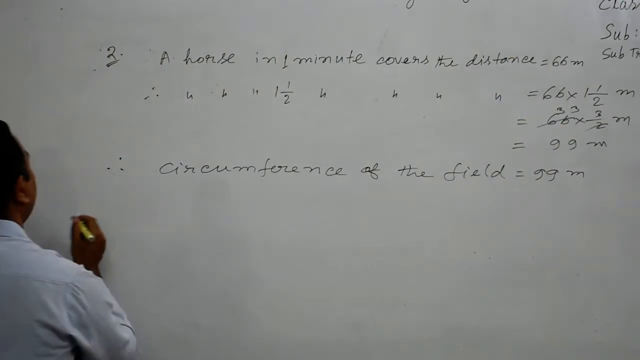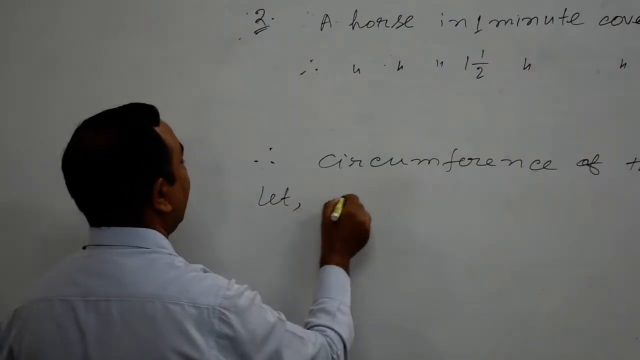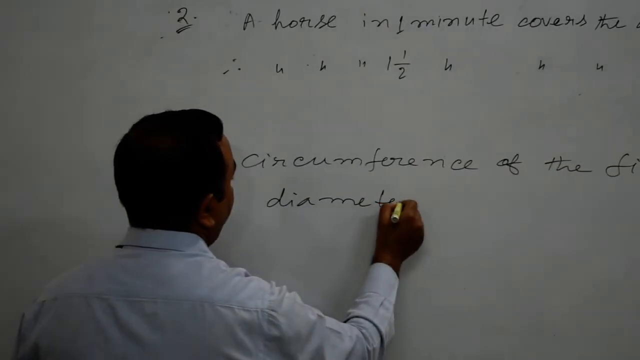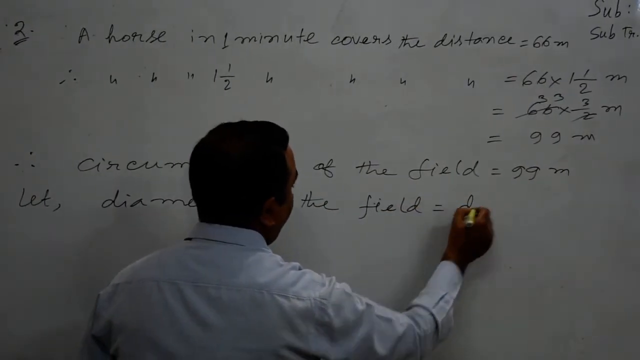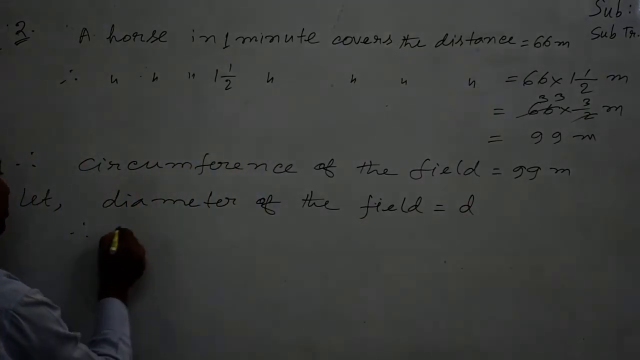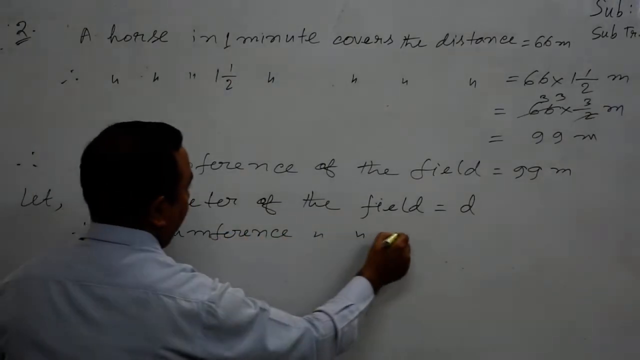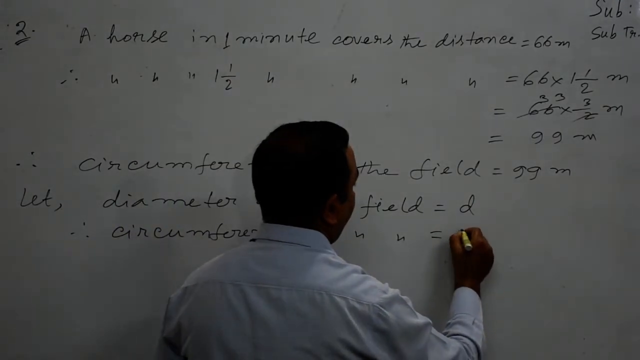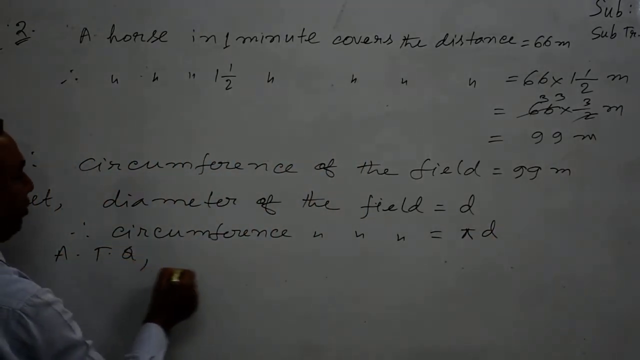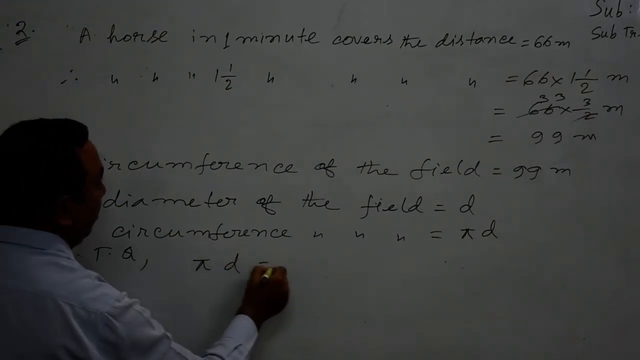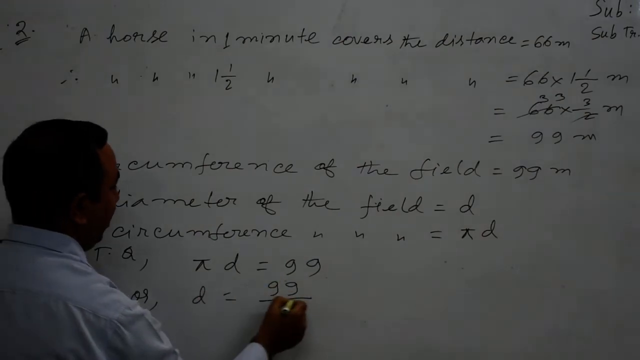Let the diameter of the field be D. Therefore, what will be the circumference of the field? You know the formula pi d or 2 pi r. Here I am using pi d. According to the question, you can write this equation: pi d equal to 99. So what will be the value? D equal to 99 by pi.